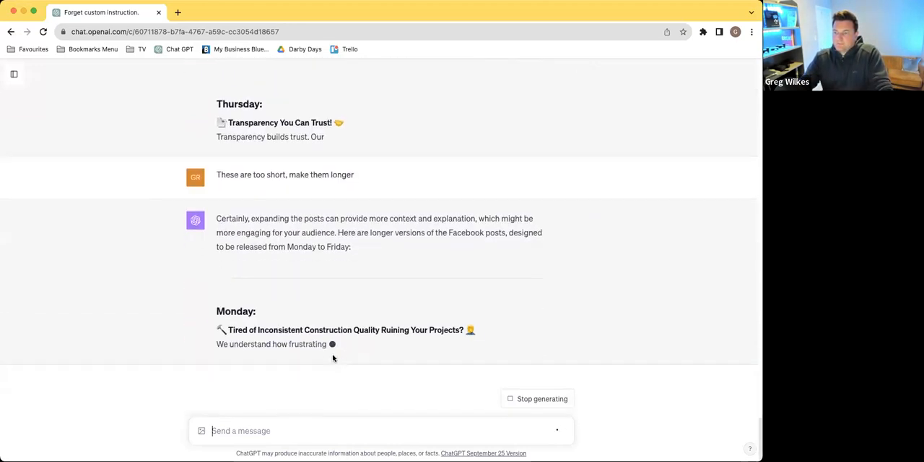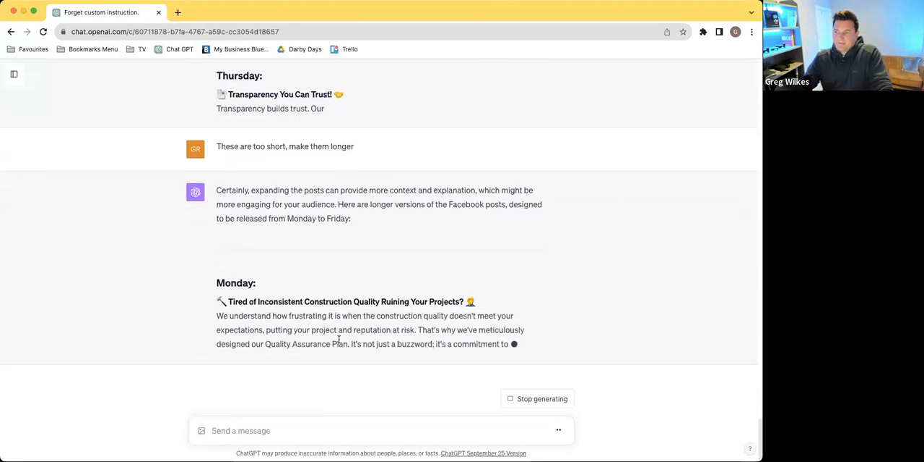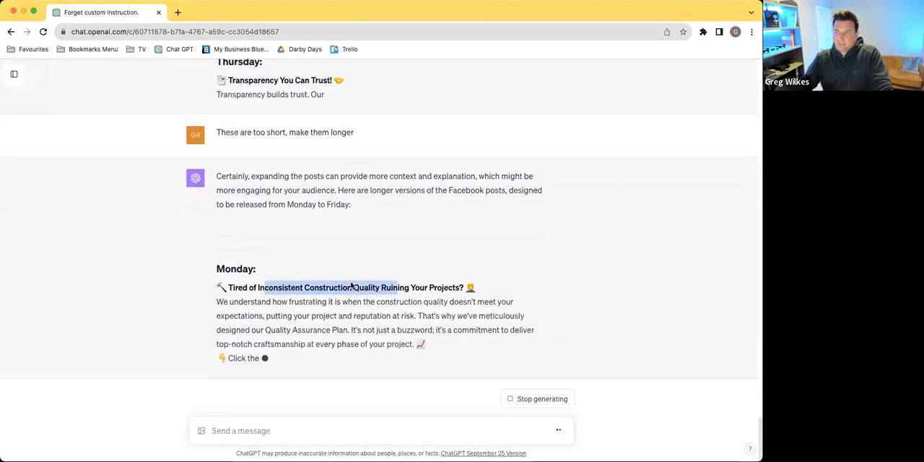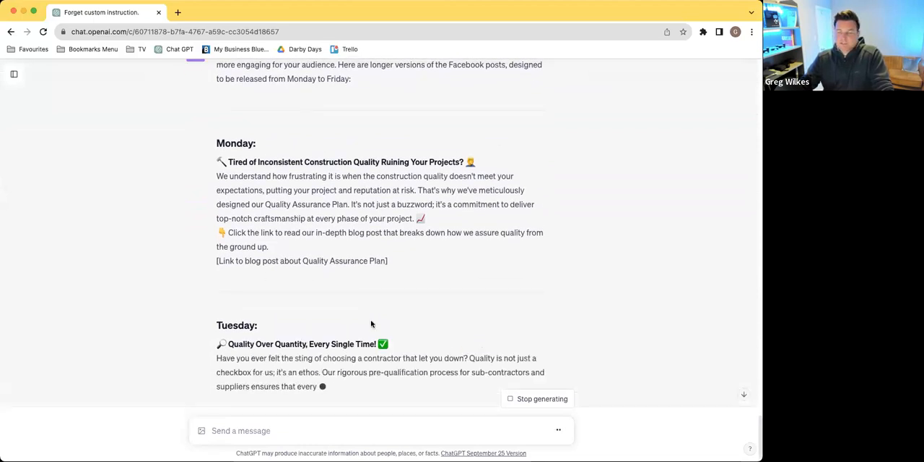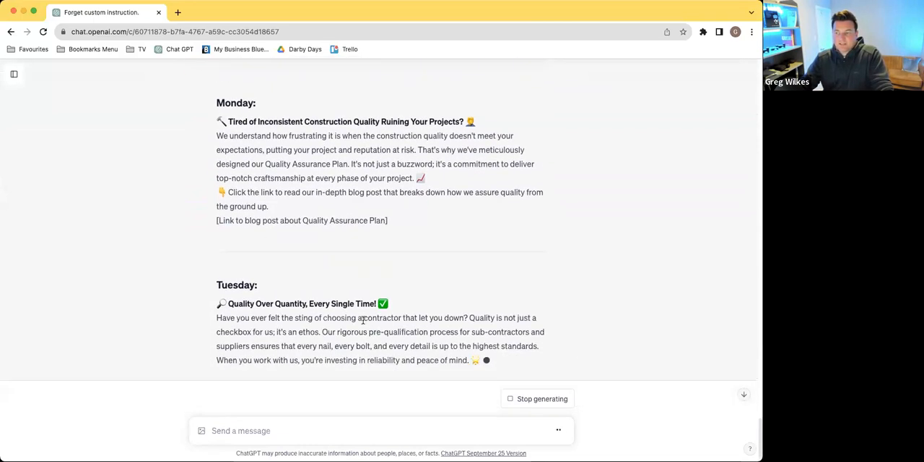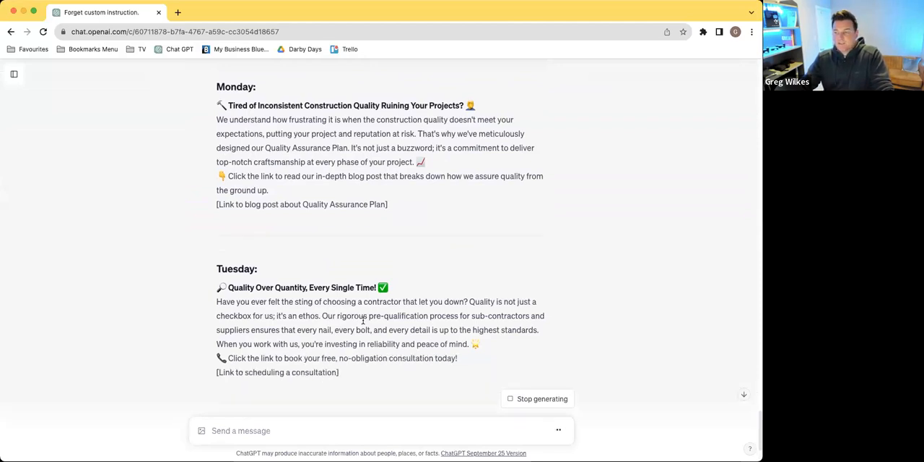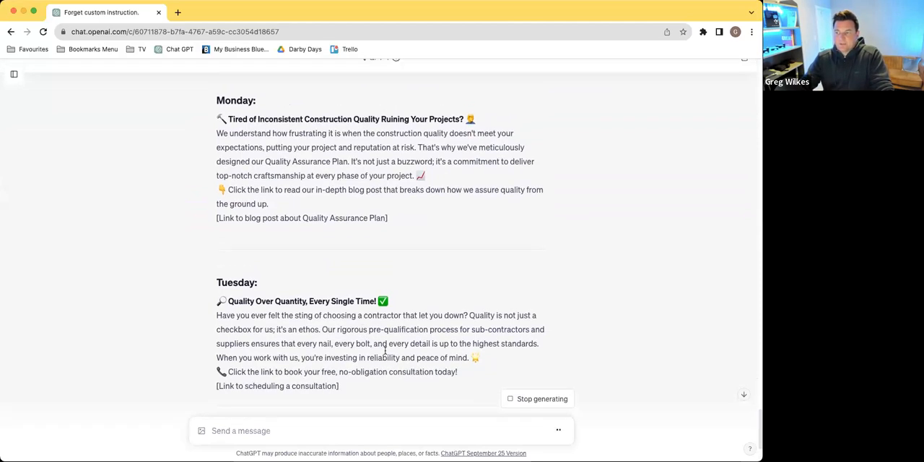There you go. And it's going to pump out again the main frustration. So inconsistent quality, construction ruining your projects. And it's going to give you all those posts on quality. And then you can do the same thing about running over time and whatever else it said that you had as your USP. So that's really powerful. I'm just going to stop that generating because there's going to be a ton that it generates there.